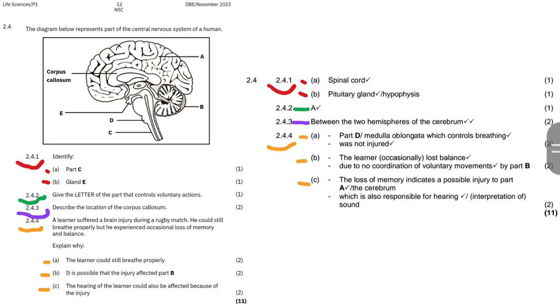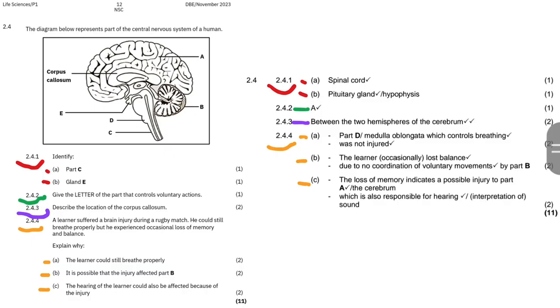2.4.3. Describe the location of the corpus callosum. The answer is between the 2 hemispheres of the cerebrum. Question 2.4.4. A learner suffered a brain injury during a rugby match. He could still breathe properly, but he experienced occasional loss of memory and balance. Explain why A, the learner could still breathe properly. The answer is part D, medulla oblongata, which controls breathing, was not injured.